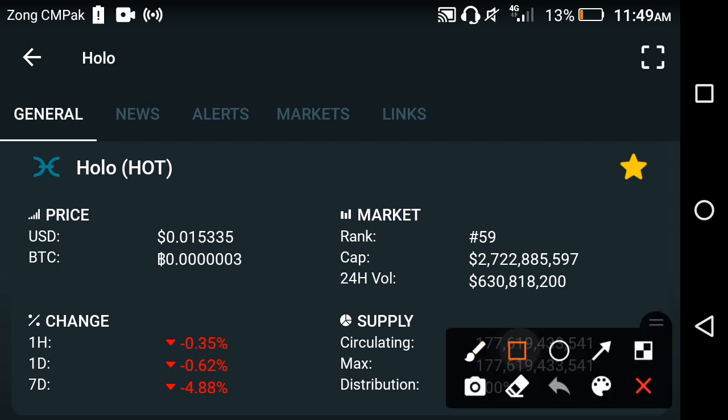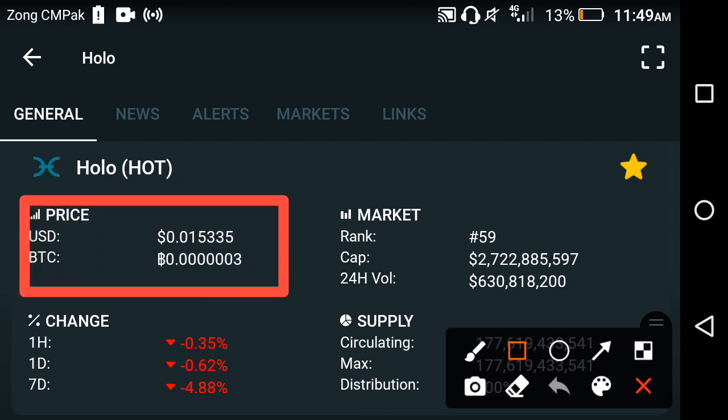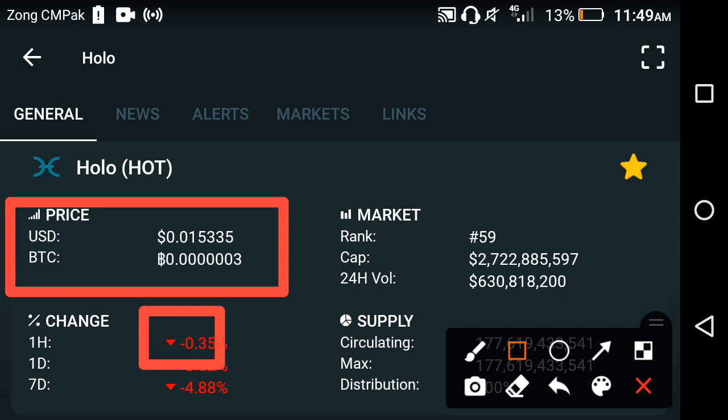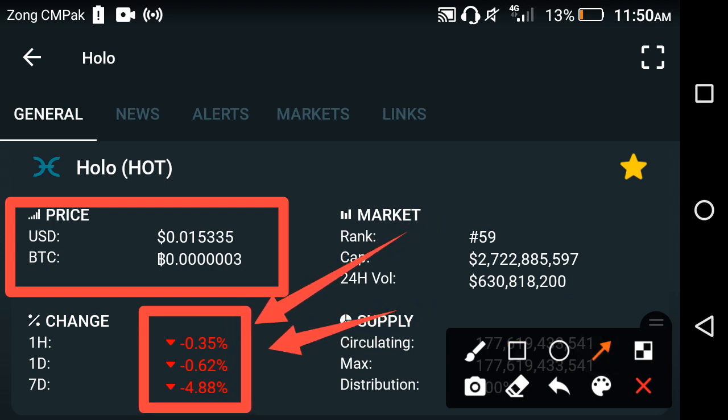First of all, we talk about the current price of Holochain. 0.015335 USD is the current price of Holochain. Likewise, if we talk about the price changes in the Holochain coin, they are going wrong. In the last 1 hour, the last 1 day and the last 1 week, all the changes in Holochain have gone negative.